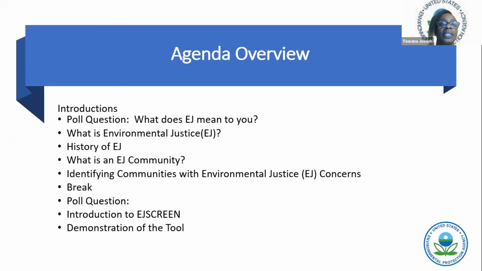Okay. So just to give you an overview of our agenda, as was previously mentioned, we're going to start off with a poll question of what does EJ mean to you? Then we're going to give a brief synopsis of what is EJ, the history of EJ, and what is the EJ community. And we're going to watch a short video on identifying communities with environmental justice concerns. Then we'll take a brief break. We didn't put the poll question in for EJSCREEN because we figured some may not have that background knowledge. So then I'll turn it over to Lance to do EJSCREEN introduction and demonstration of the tool.